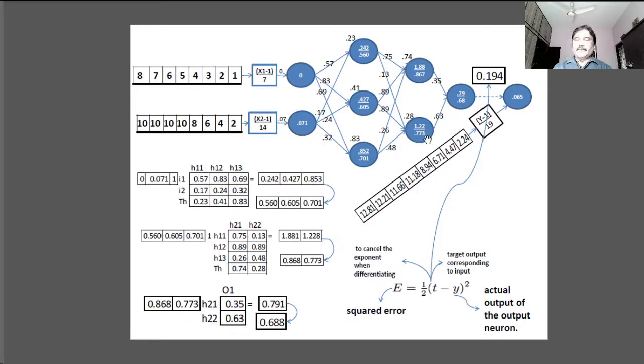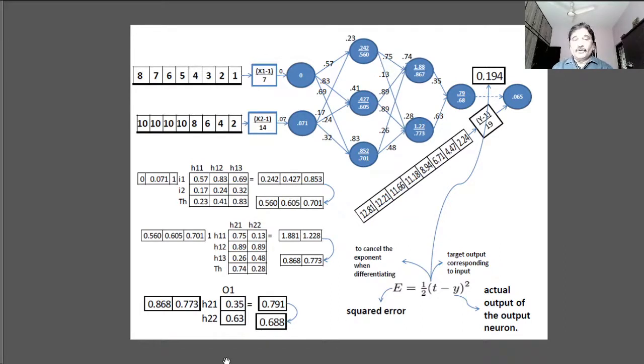Anyway, what is happening? There are two rows, and in the first row 0.35, in the second row 0.63. This multiplied by this will give you only one value, that is 0.79. That is net in, and by processing it through the sigmoidal function it will be 0.688. So this matrix type of thing makes the calculation easy to understand.